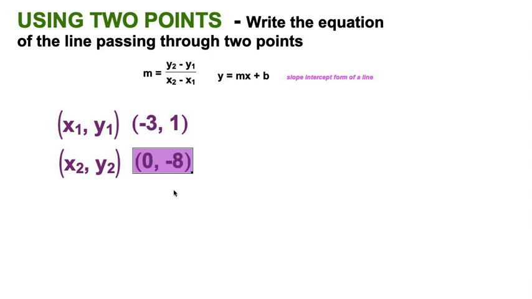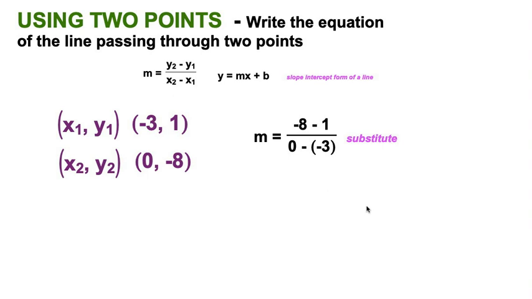Again, I know that this one is farther to the right if I graphed it because the value of x is bigger. 0 is bigger than -3. But again, you could do this either way. Let's do our substitution. y2, -8, minus 1 over 0 minus -3. Look at this, no picture, no graph necessary.